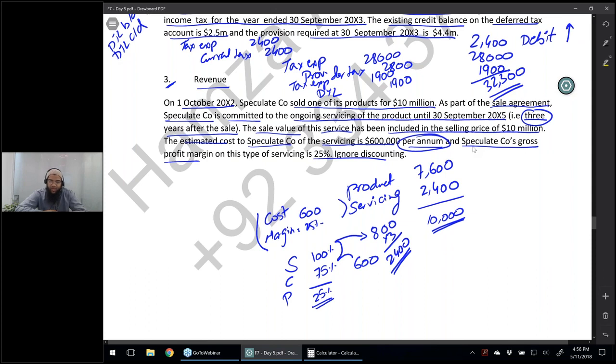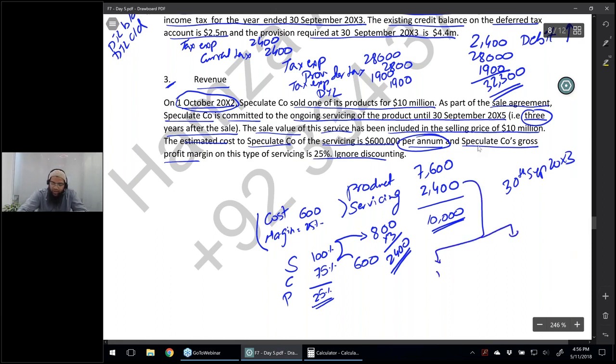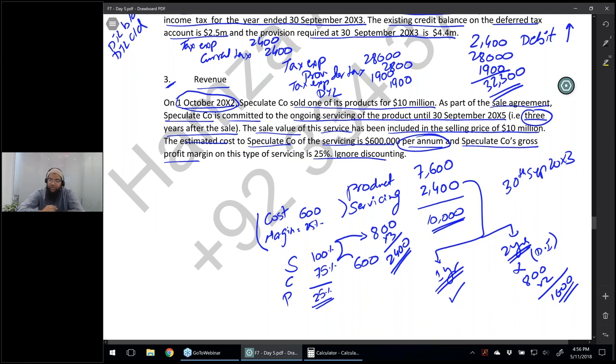So this is the breakup, and this was sold on 1st October 2022, while our year end is 30th September 2023. So it means that 1 year has passed. Out of 2,400, for the 1 year that has passed, we can record the revenue. But the remaining amount for 2 years cannot be recorded as revenue. That will be treated as deferred income. So 800 is the revenue for each year, into 2 is going to be 1,600. The values that we are calculating are in thousands, so the deferred income to be recorded is 1,600,000. Are you people getting this?